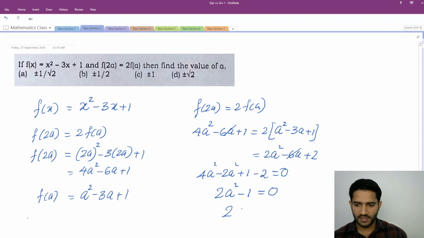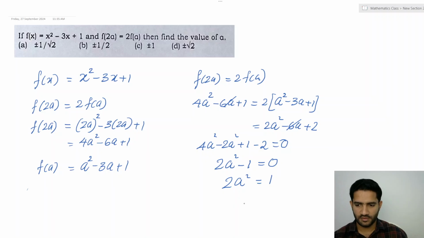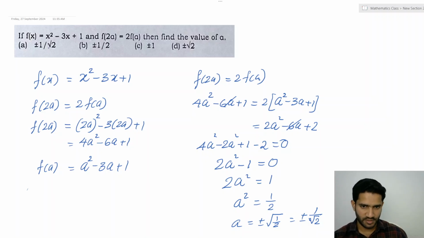So we can solve this quadratic equation by taking this minus 1 to the right side. So we'll get 2a square is equal to 1. So a square equal to 1 by 2. It's a quadratic equation, surely we will get maximum 2 solutions. So a equal to plus or minus square root of 1 by 2, so clearly plus or minus 1 by root 2. And look at the options: plus or minus 1 by root 2 is there, plus or minus 1 by 2, plus or minus 1, and plus or minus root 2. So it is plus or minus 1 by root 2.